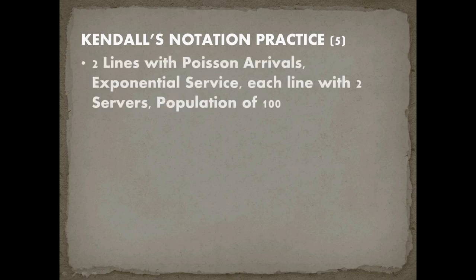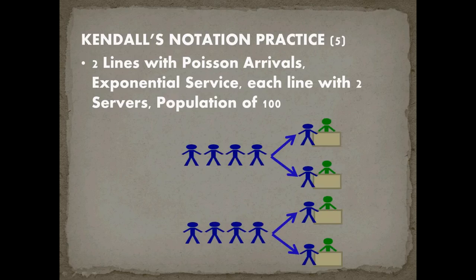Now our fifth one, what if I have 2 lines with Poisson arrivals, exponential service, and each line is being helped by 2 servers? So this is almost like TSA. But now let's throw in a hitch, and our population is limited to being only 100 people. So maybe TSA at a small airport. So what does it look like?